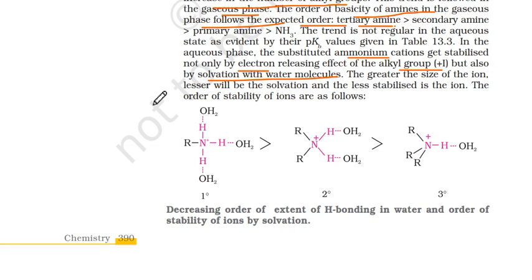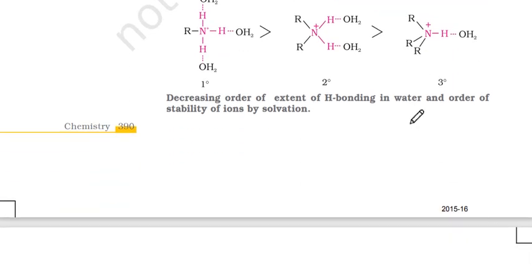The greater the size of the ion, the lesser will be the solvation and the less stabilized is the ion. The order of stability of ions is as follows. We know the smaller the size of the ion, the more will be the solvation and the more stabilized it will be. The decreasing order of extent of hydrogen bonding in water and order of stability of ions by solvation is given over here. So over here, this will be a larger ion. There will be lesser solvation and, as a result, lesser stability.